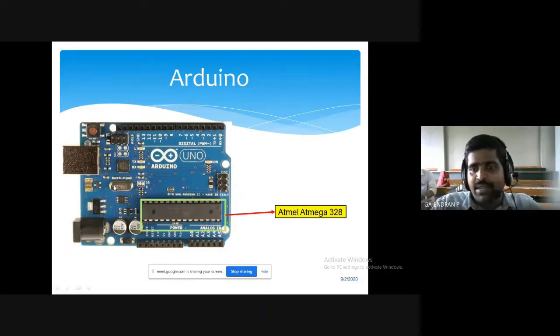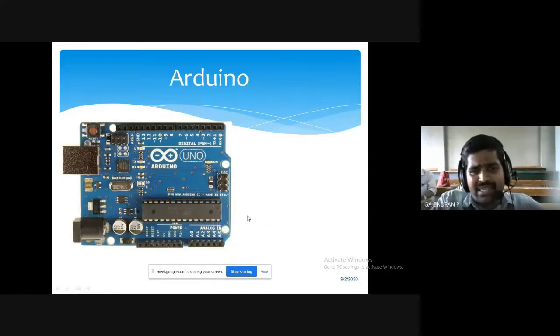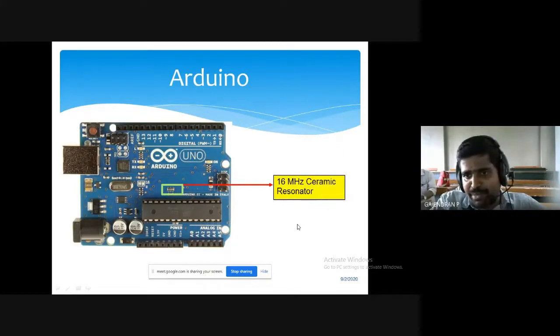Then ATmega328. This is your 8-bit microcontroller. This is one package; another kind of package we will see in the next slide. For this microcontroller also, I need to give a reference clock externally. Inbuilt from the manufacturer itself, I think an 8 megahertz RC oscillator is inbuilt in this IC. But if you want a higher clock frequency, you can add the crystal oscillator as given like this. Here the name is a little different: ceramic resonator.